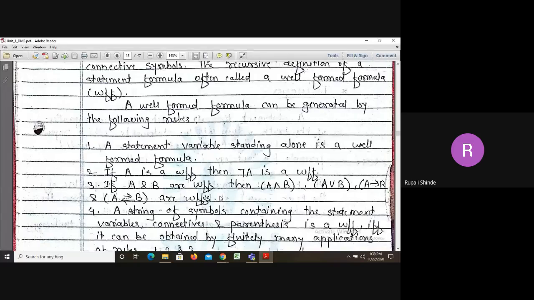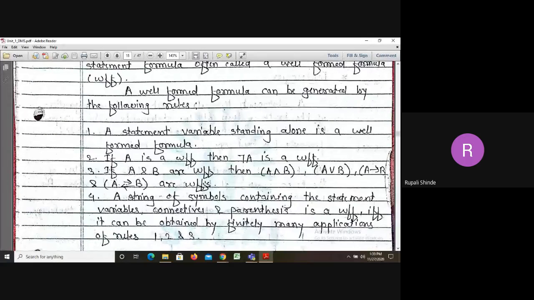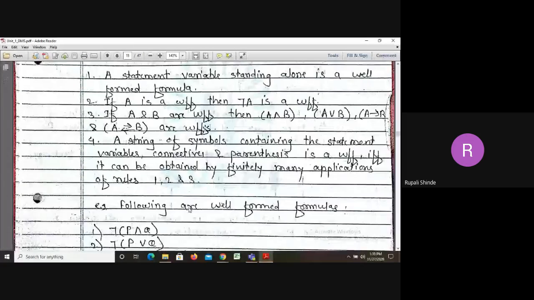And the last one: a string of symbols containing the statement variables, connectives, and parentheses is a well-formed formula if and only if it can be obtained by finitely many applications of rules 1, 2, 3. Means what? If you form any string which is obtained by applying rules 1, 2, 3, then that is a well-formed formula. So these are the 4 rules to check whether it is a well-formed formula or not.